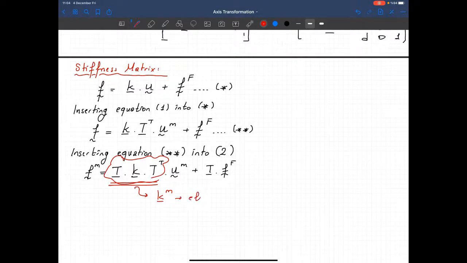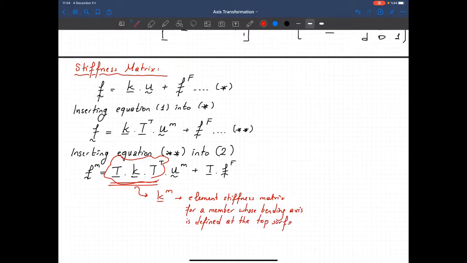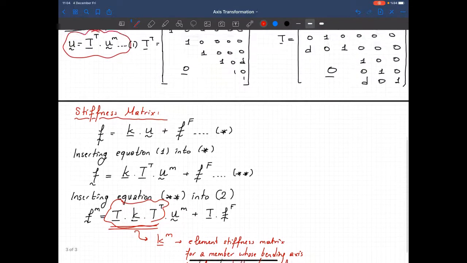That's the element stiffness matrix for a member whose bending axis is defined at the top surface. Okay, so that's the way you will obtain your new stiffness matrix.